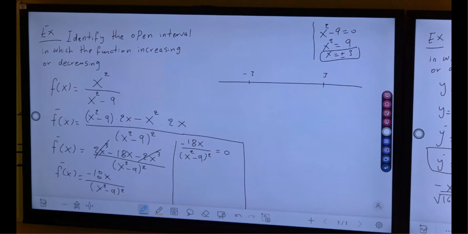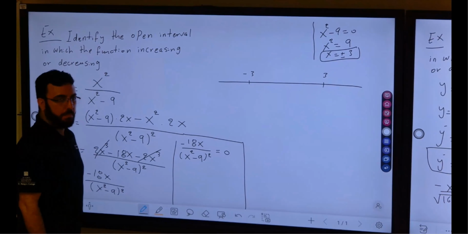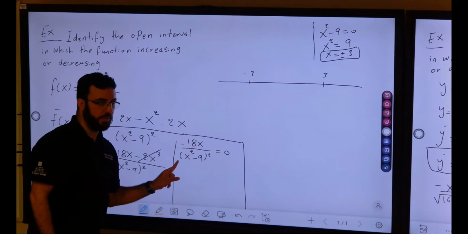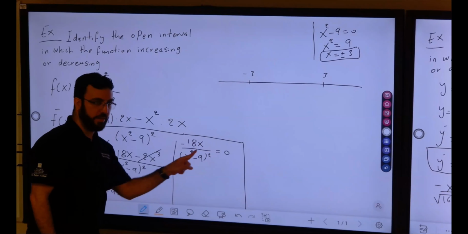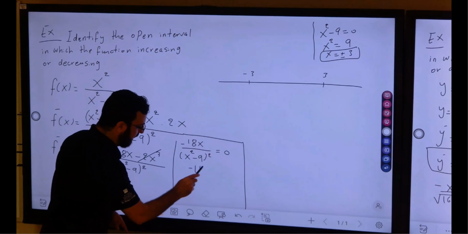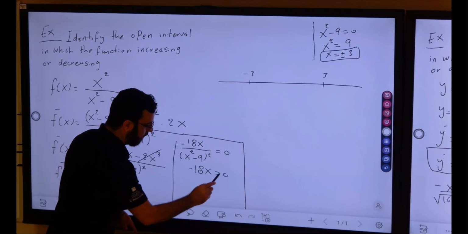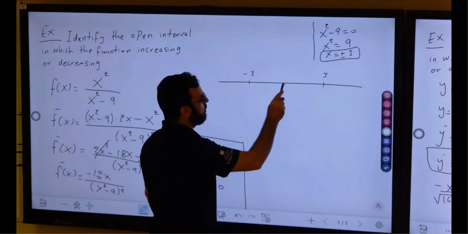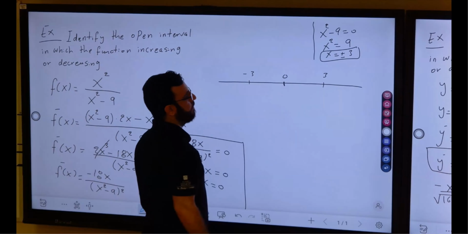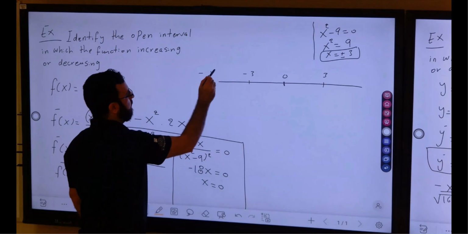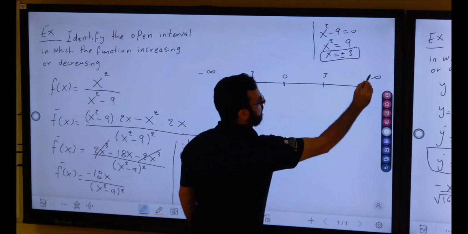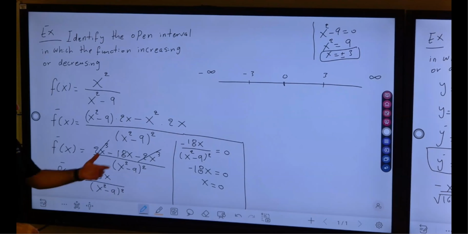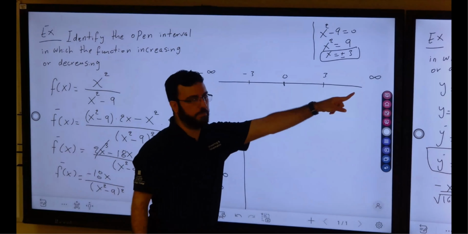Next step, we're going to multiply everything by this part to cancel it. So what's left here? Negative 18x equals 0. That means x equals 0. So here's the third critical number, which is here. Here's negative infinity, and here's positive infinity. You see how many intervals you're going to check? 1, 2, 3, and 4.